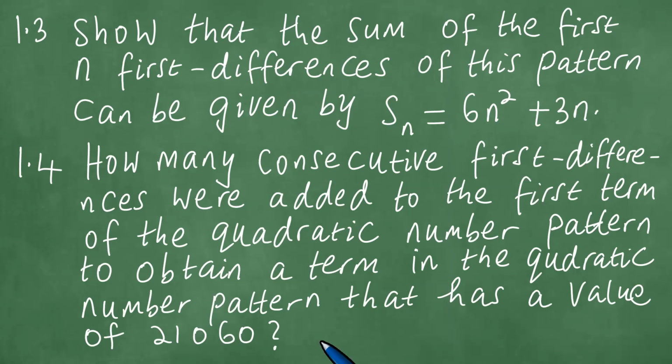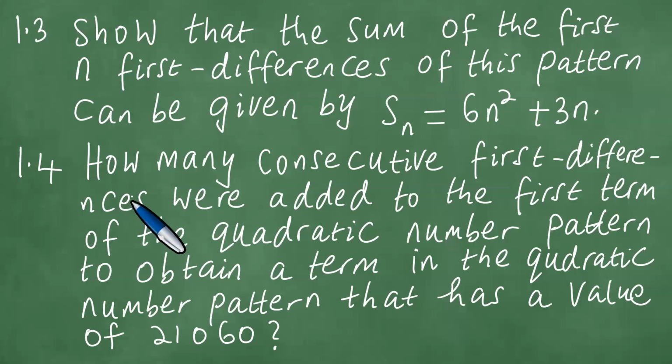Think about this question and wonder, how do you approach this? Where do we start when the examiner is asking us to find out how many consecutive first differences were added to the first term of the quadratic number pattern to obtain a term with that value? So, okay, just look at the answer.